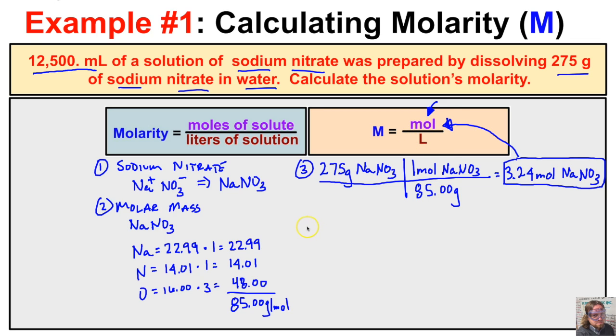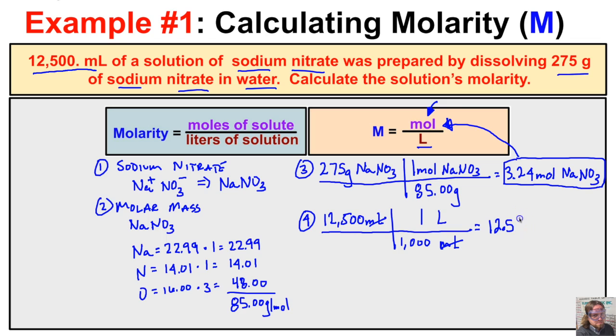And so now let's take a look at the liters, the volume of our solution. It says we have 12,500 milliliters, but we need to figure out how many liters this is. So we have to use some dimensional analysis here. We're going to cancel out milliliters, so we'll put that on the bottom. We're going to convert to liters, we'll put that on the top. And we know that there are 1,000 milliliters in 1 liter. And so when we put this in our calculator, we're going to end up with 12.5 liters.